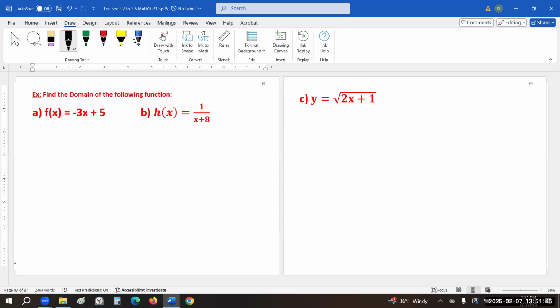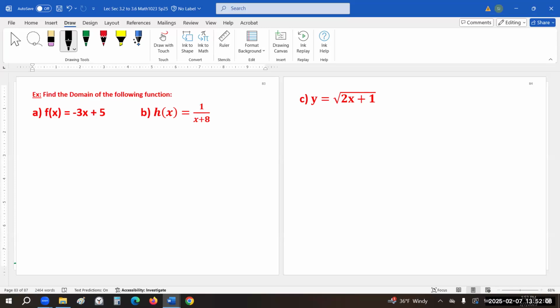The first one, does it have a problem? Like, is there any number that you cannot plug in that will make the y value undefined? Negative 3 times negative 3 is positive 9. 9 plus 5 is 14. It is a real number.